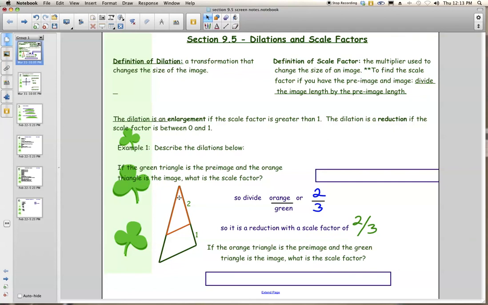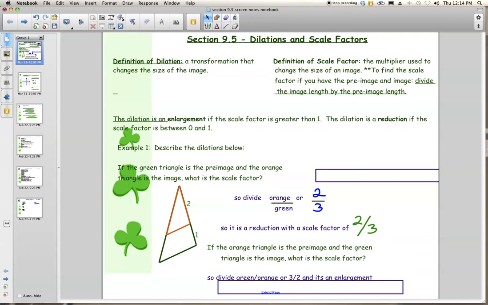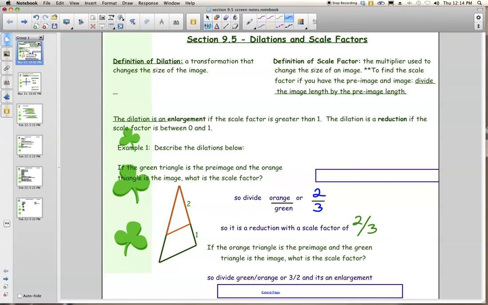If the orange triangle had been the pre-image and the green triangle had been the image, in other words, the orange is the one you started with and the green is the one that you got to, in that case, what would the scale factor be? Well, first of all, it's getting bigger. If you're starting at the orange and going to the green, then you know it's an enlargement. The image would be the green, so you would take the 3 divided by the 2. So it would be an enlargement of 3/2.